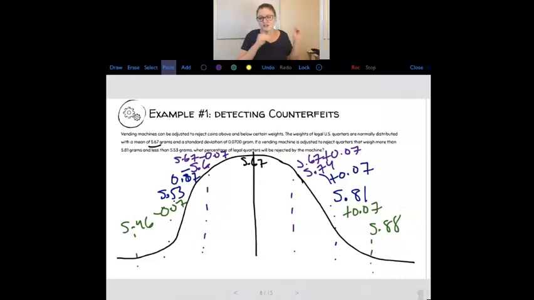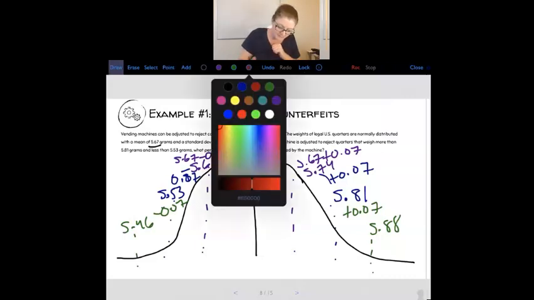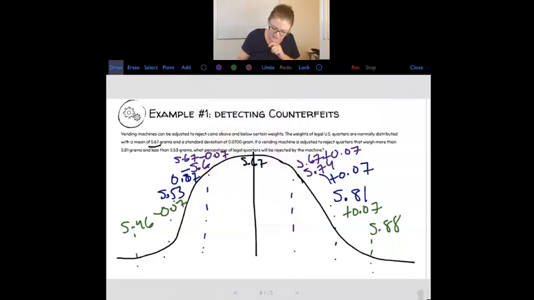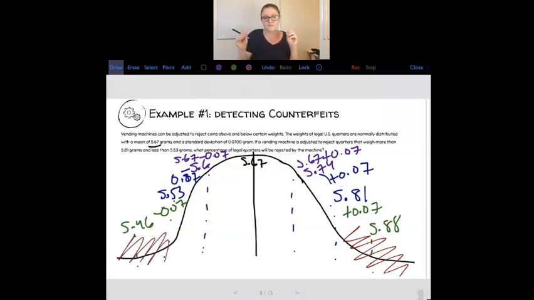Now that we have our picture, let's go back to the question to figure out what we're answering. If a vending machine is adjusted to reject quarters that weigh more than 5.81 grams and less than 5.53 grams, what percentage of legal quarters will be rejected by the machine? So I'm going to use red. The machine's going to reject anything over 5.81 and anything less than 5.53. So that red spot that I shaded represents the weights that the machine is going to reject.